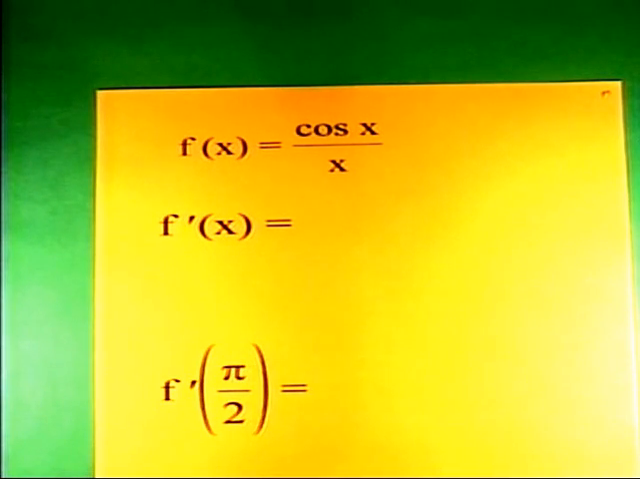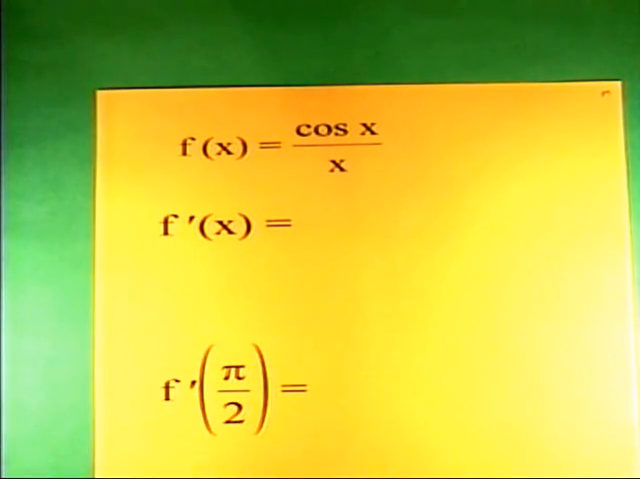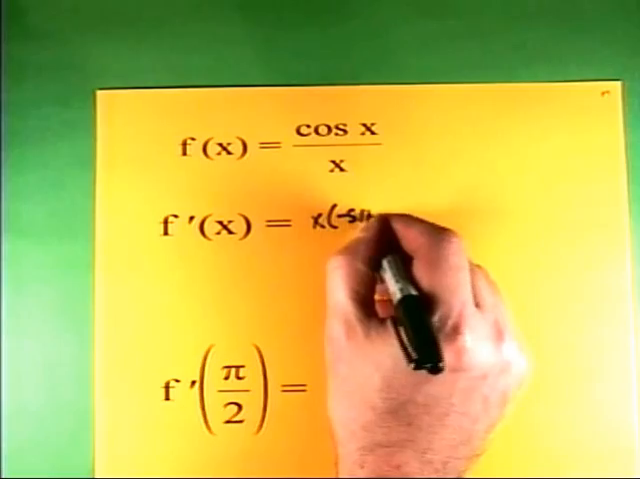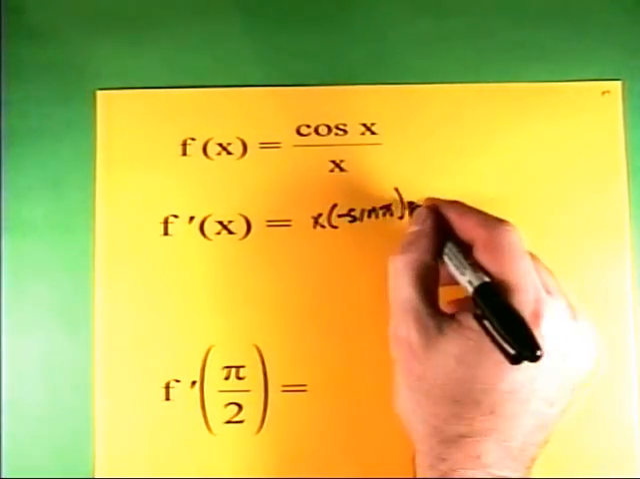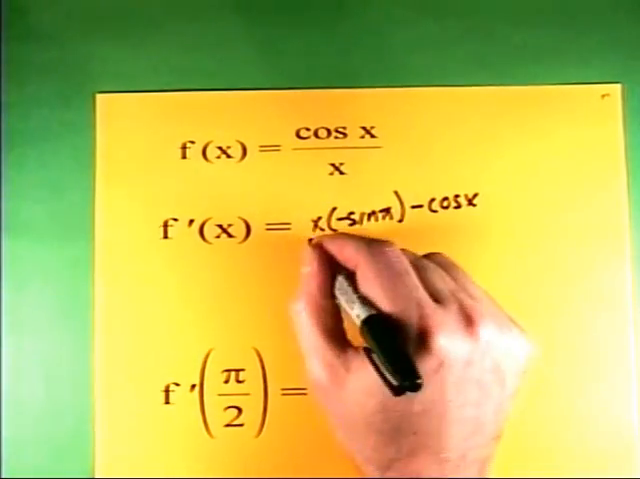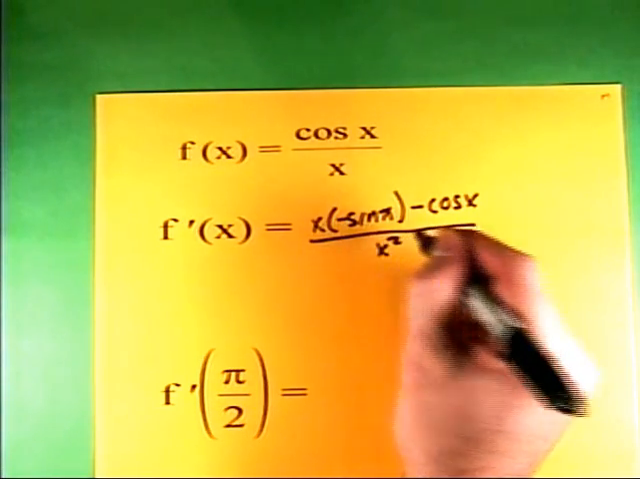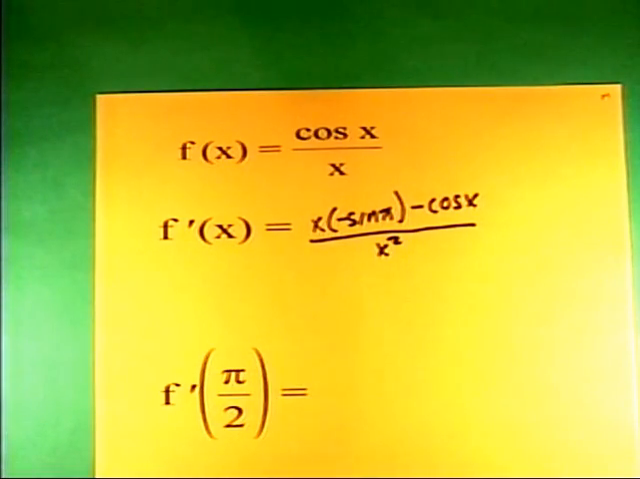All right. Hold on, let me think. It's a quotient rule, right? So the top is going to be x times the derivative of cosine, sine of x. Positive or negative? Negative. So it's x times negative sine of x, minus cosine x times 1, all over x squared. Okay, that's good enough. And you know, on the AP exam, you do not have to simplify it. Isn't that great?